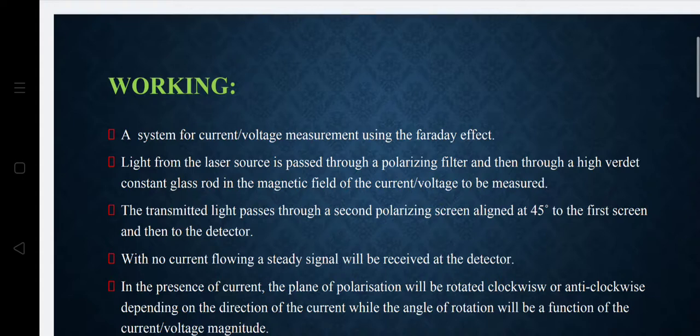If the current is there, it will be rotated clockwise or anti-clockwise. If it is not there, there is no rotation.